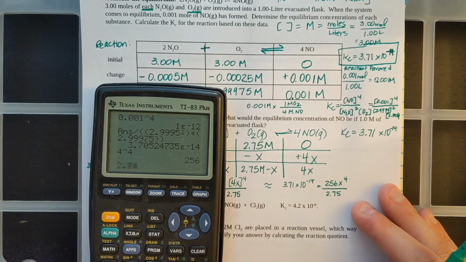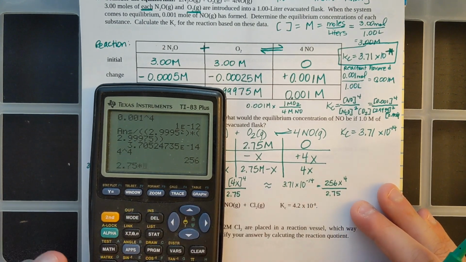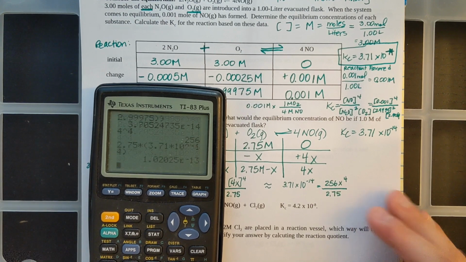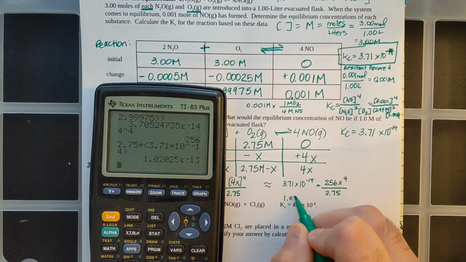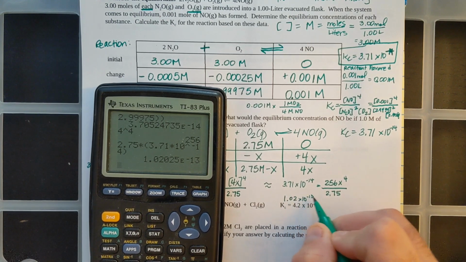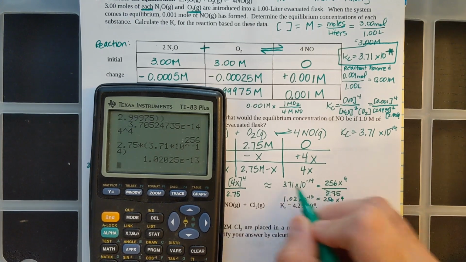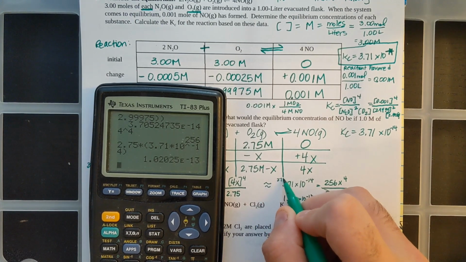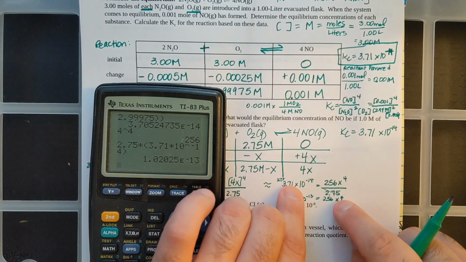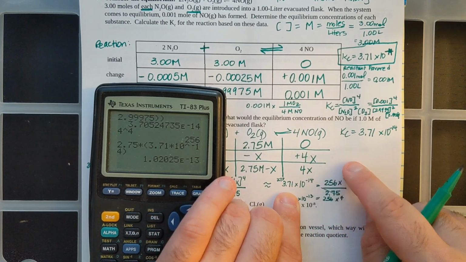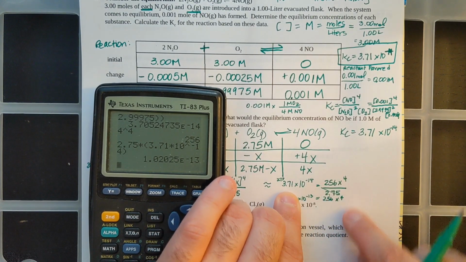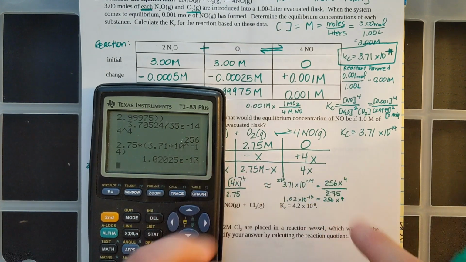So 2.75 times 3.71 times 10 raised to the minus 14th. And I got 1.02 times 10 to the minus 13th equals 256x to the fourth, right? That's by multiplying this by 2.75. Remember how to do algebra. If this was like 5 equals 256x to the fourth over 10, I'd have to multiply both sides by 10 to get rid of that.